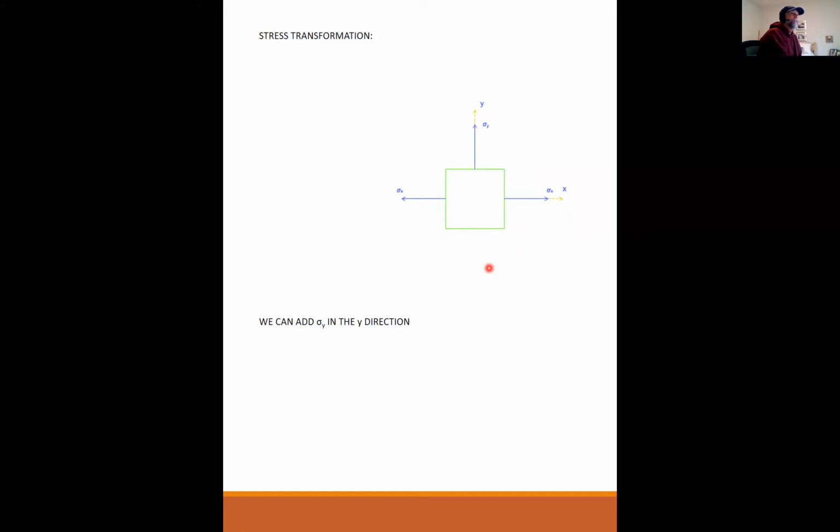We can add sigma y in the y direction. This is the positive. And sigma y is independent of sigma x. And of course, we sum the forces. Sigma y is down in the equal and opposite direction.